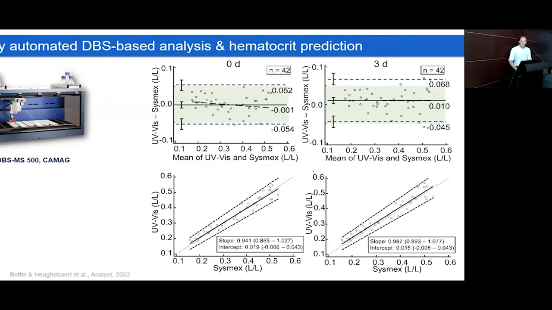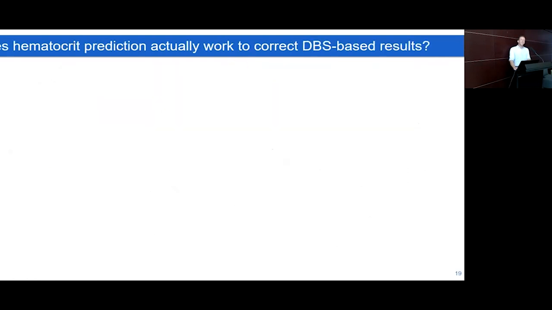This just illustrates that this does work. This is for the module that has been built into this instrument using UV-VIS or reflectance spectroscopy. We compare with the reference methodology, and we want to be within plus or minus 5 hematocrit percent. This shows that it works both for fresh blood spots and for aged dry blood spots. We get a very good correlation, with no bias compared to the reference methodology, if you look at liquid blood.